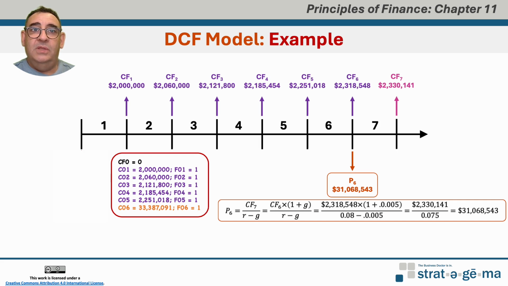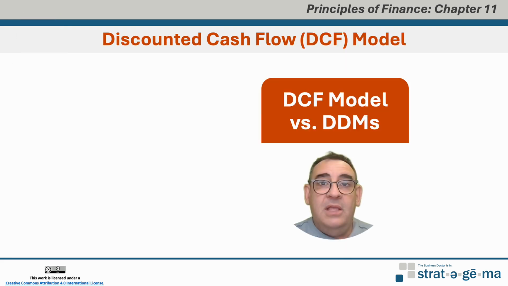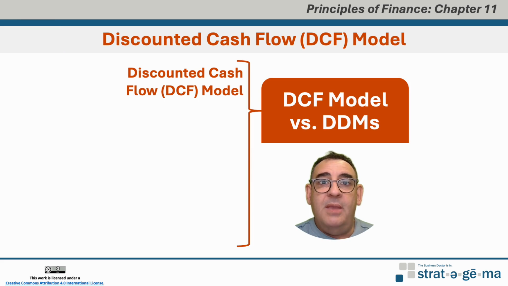8% for interest. Scroll down, compute NPV, 29,480,232. So you would be willing to pay $29,480,232 for the company that'll start with $2 million in free cash flows at the end of next year, which grow at 3% for the following 5 years, and then grow at a steady 0.5% after that. So while mathematically, conceptually, the two models, the DDM and the DCF models, are basically identical, except we've just replaced the word dividend with cash flow.